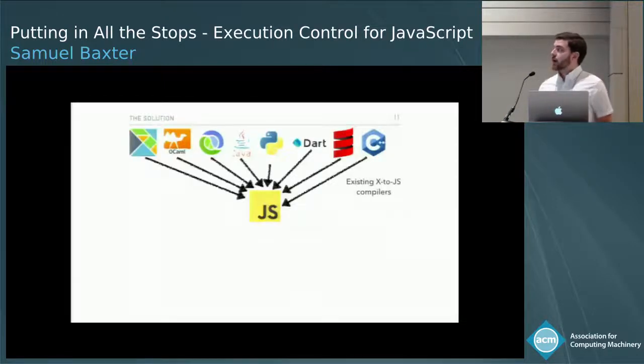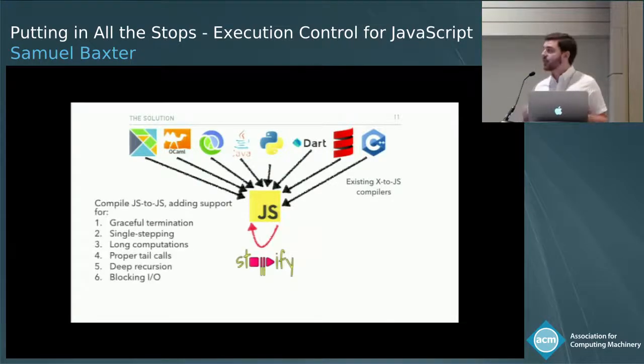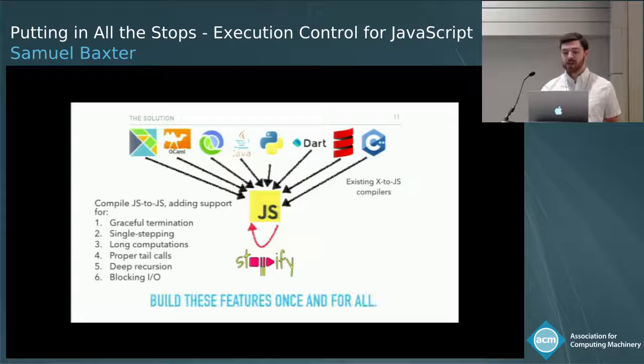So using Stopify, we can take existing languages which compile to JavaScript and apply Stopify, compiling JavaScript to JavaScript itself, adding support for features such as stop button termination, single-step debugging, long-running computations, proper tail calls within the browser, arbitrarily deep stacks, blocking APIs, and more. And importantly, Stopify builds all these features once and for all, meaning all of these languages which compile to JavaScript can leverage Stopify to gain these features when running in the browser.